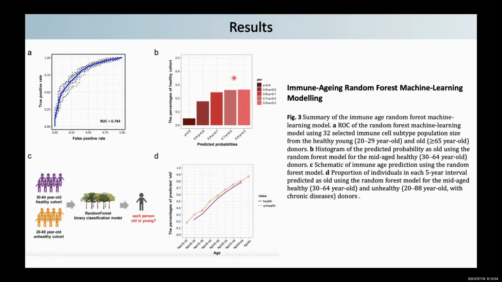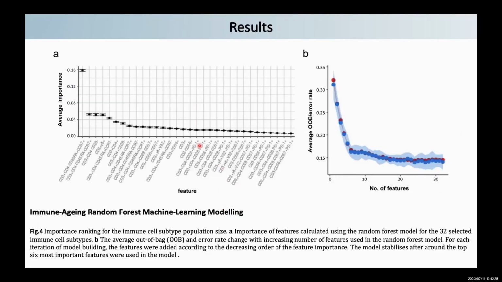So finally, we also used 2 cohorts. One is the healthy donors, and one is the cohort with chronic diseases. We demonstrated that people with chronic diseases are predicted to be older than healthy donors. And consistent with the slope data, we also calculated the importance ranking for the immune cell types. These are very consistent with the slope data.